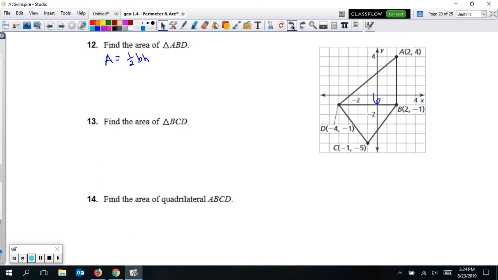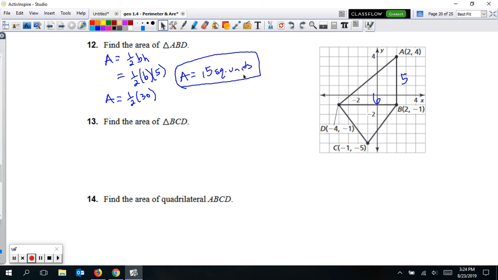But so 6 is our base and 5 is our height of this triangle. And so when we plug those in, we start off with the area is equal to 1/2 times the base, 6, times the height, 5. And so 6 times 5 is 30, so it's half times 30, so half of 30 is 15. So we're going to say 15 square units for the area on that triangle.